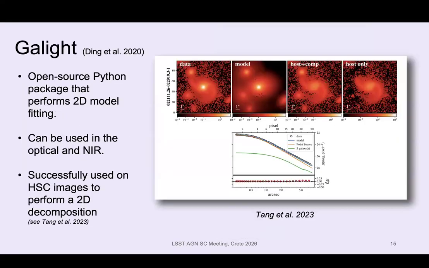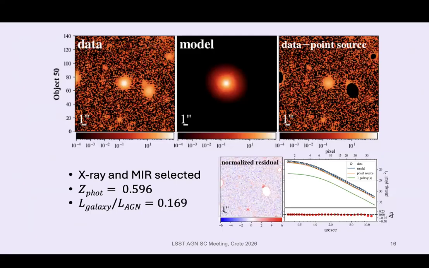All right, so I'm just going to quickly give a brief overview of this because Shenli Tang explained this quite well and in depth yesterday with his work. But I've been using Galactic, which is an open source Python package that does 2D model fitting for light decomposition. It's perfect for optical and near infrared, which is great for LSST. And this is an example from Shenli's paper from 2023 where he was looking at binary AGN systems and has done some decomposition work with HSC images. So this is the method that I'm going to be using to decompose the host.